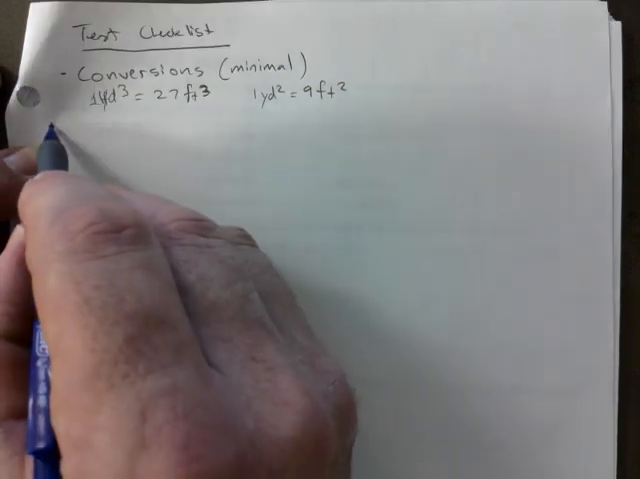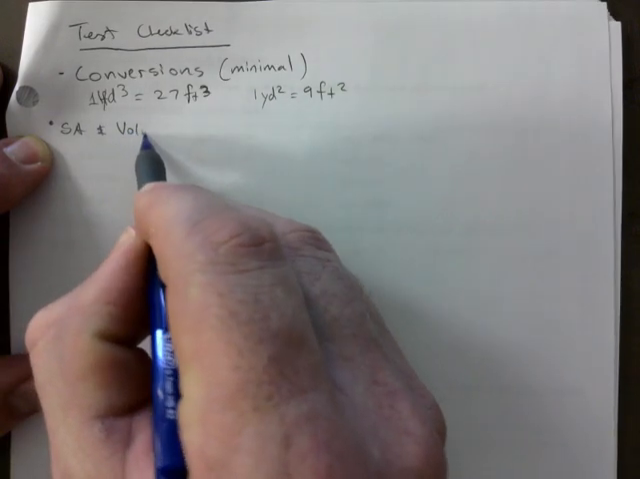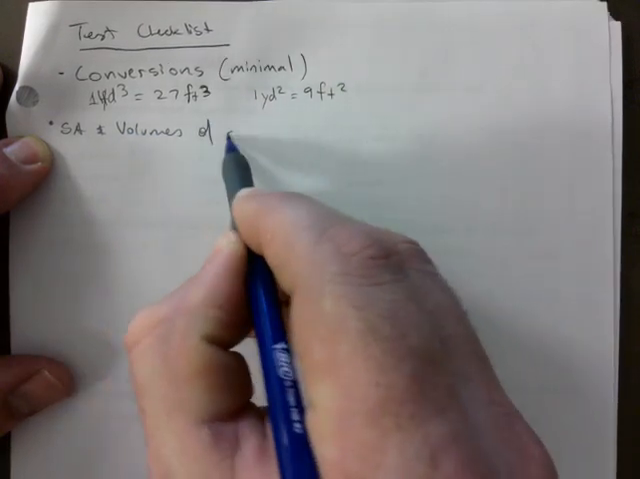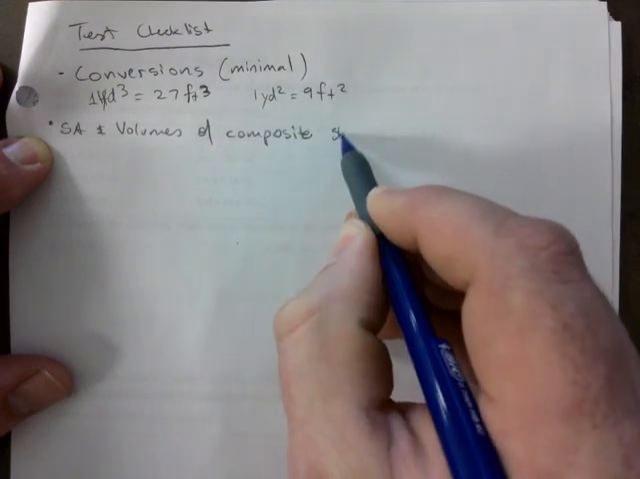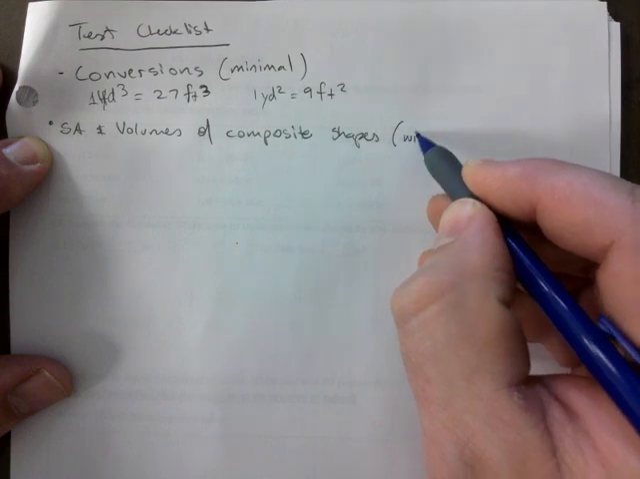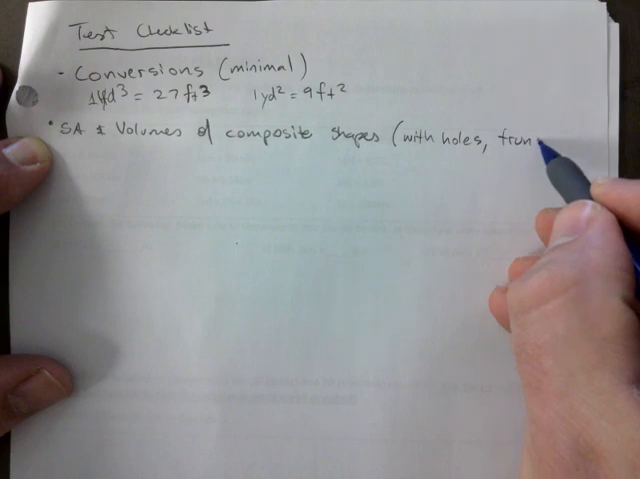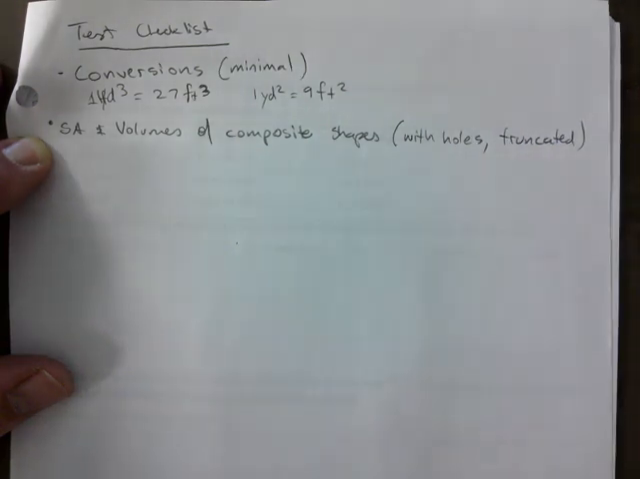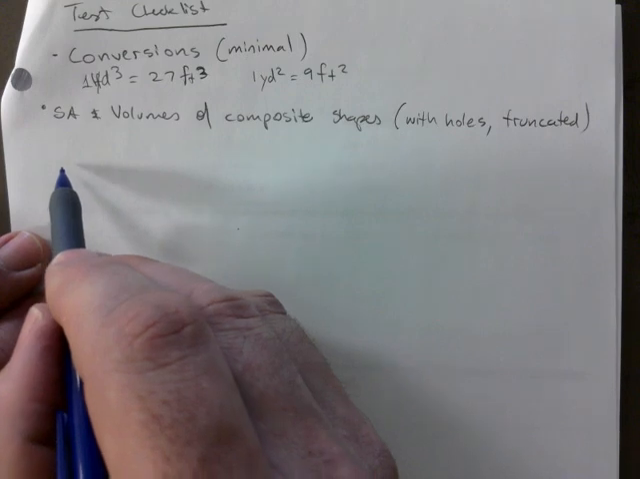And then just surface area and volumes of composite shapes with holes or truncated, right? If something is cut off, it's truncated, stacked, whatever. Just make sure. So some examples, right?